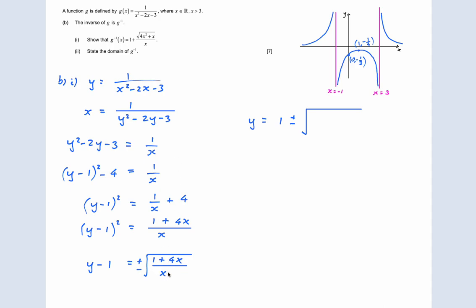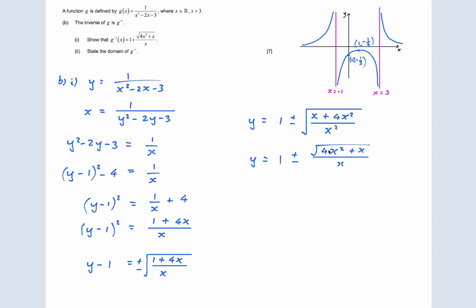Now what I'm going to do, guys, do you see the way he has 4x squared plus x over x? Well, if I multiply above and below here by x, I am going to get x plus 4x squared over x squared. Now the reason I'm doing that is only to get it in this form, because now the square root of x squared gives me x at the bottom. So y is equal to 1 plus or minus the square root of 4x squared plus x, like he wants it, over x, like this.